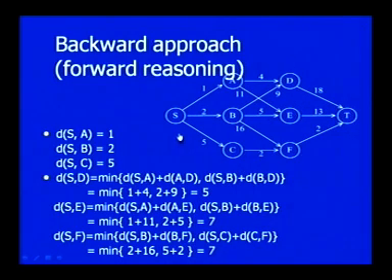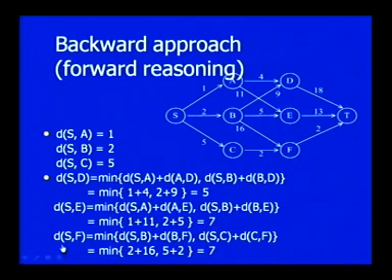Then I want to explore this distance between S to E. One possibility is from S to A and then A to E. Another possibility is from S to B and then B to E. So, if you substitute the values, it is going to be distance between S and A, which is 1, plus A to E, which is 11, comma, 2 plus 5. So, the minimum is going to be 7.